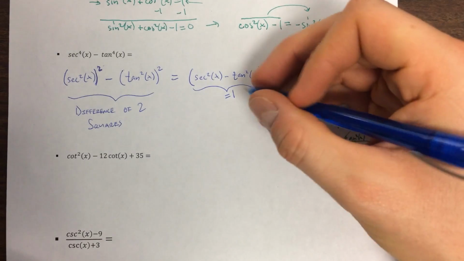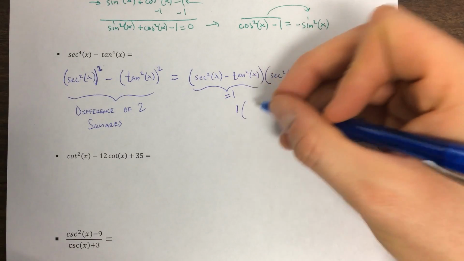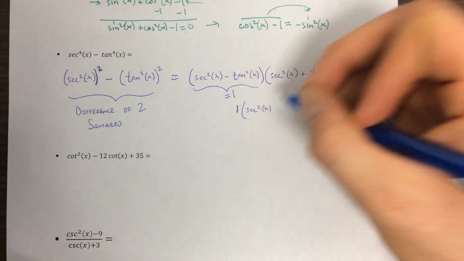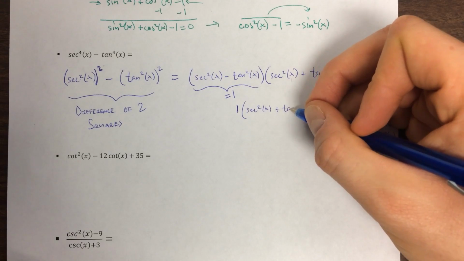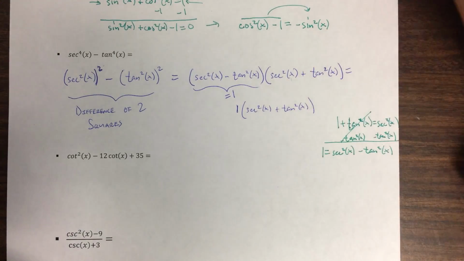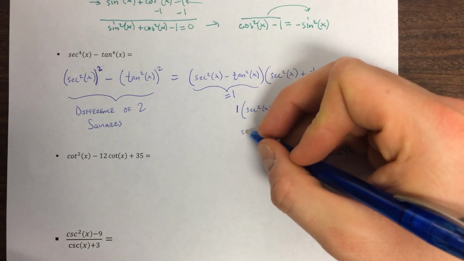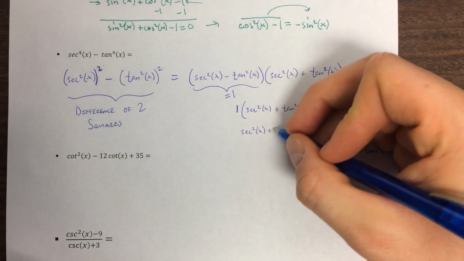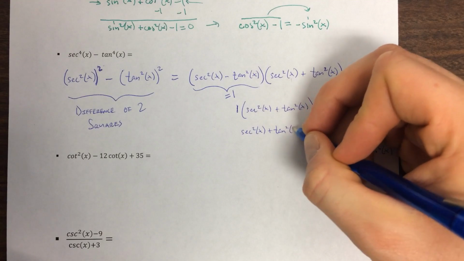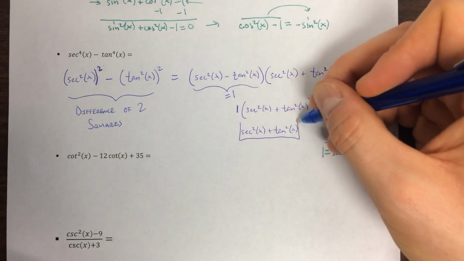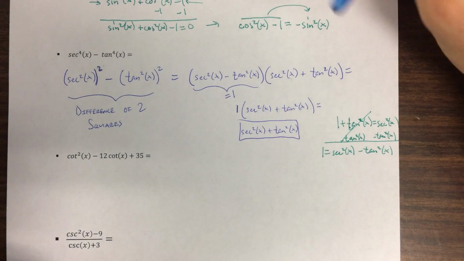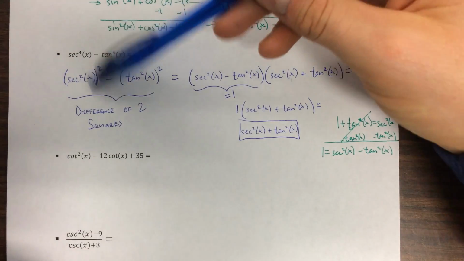And so what we would have is 1 times secant squared x plus tangent squared x. And we know that anything times 1 is itself, so we have secant squared x plus tangent squared x, and that's what this was simplified to.